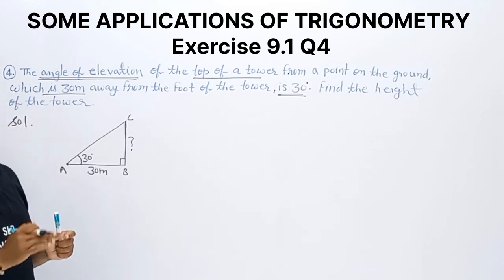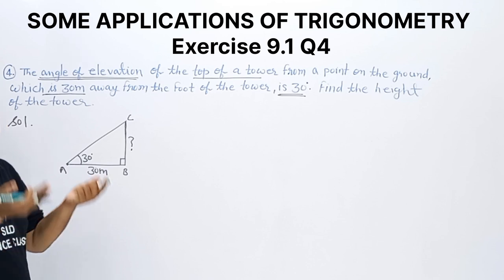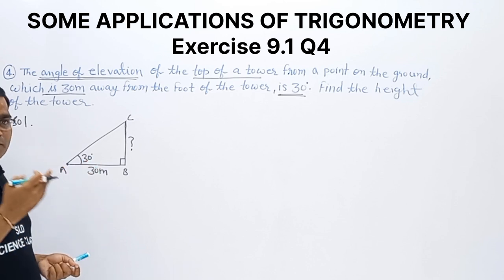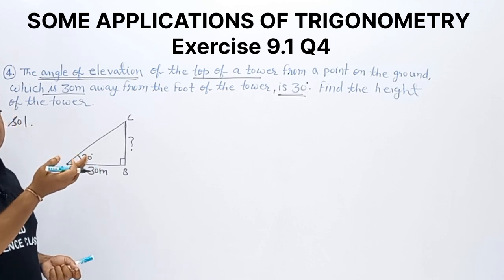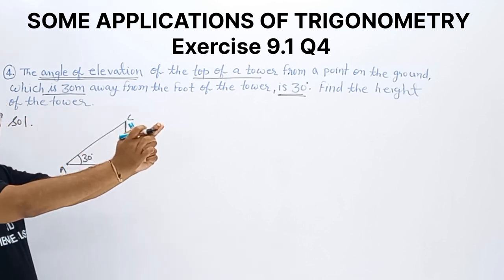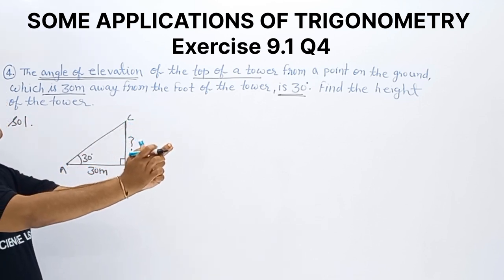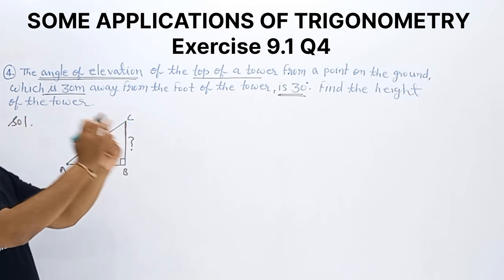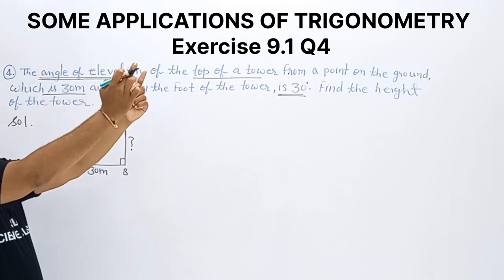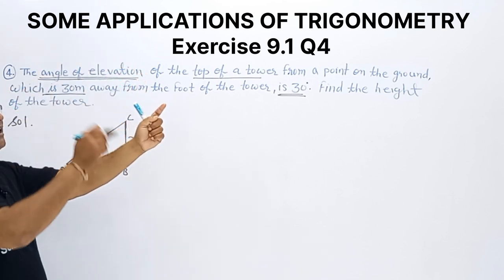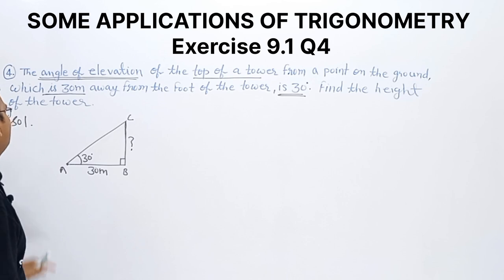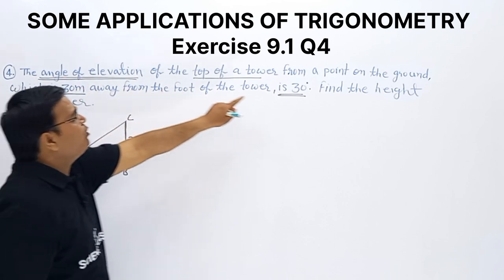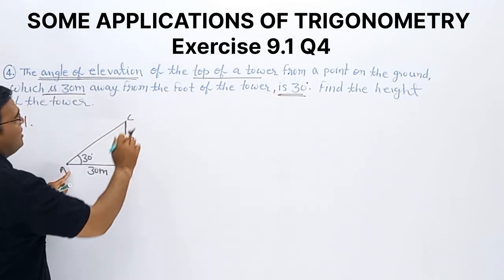Angle of elevation means raising the head. Our eyes should be raised. We are observing horizontally. Once we observe the top position of any object, the line of sight of our eyes with the horizontal makes an angle. That is what? Angle of elevation. So the angle of elevation is 30 degrees.